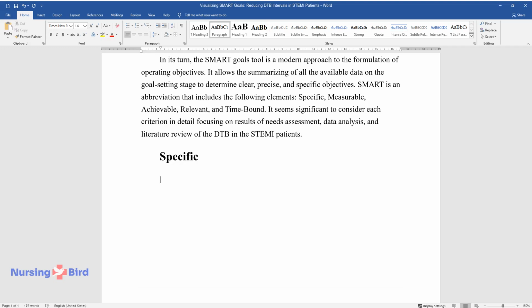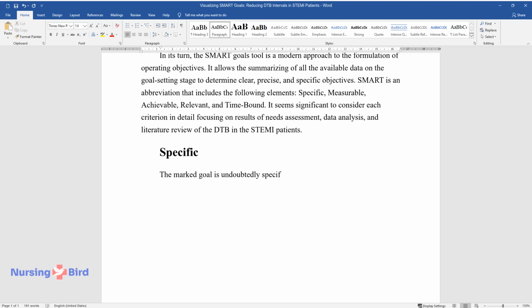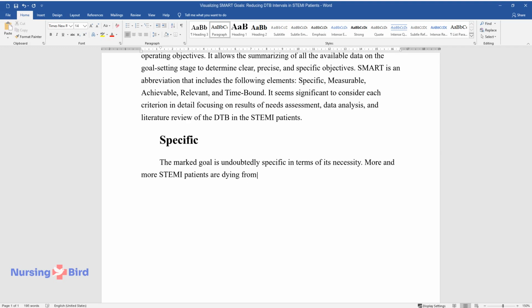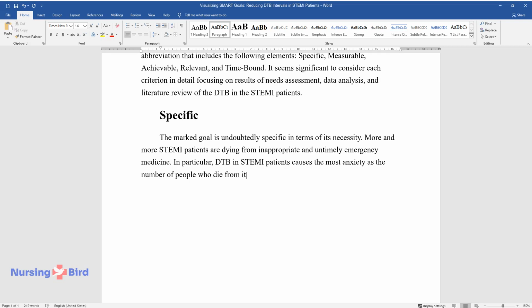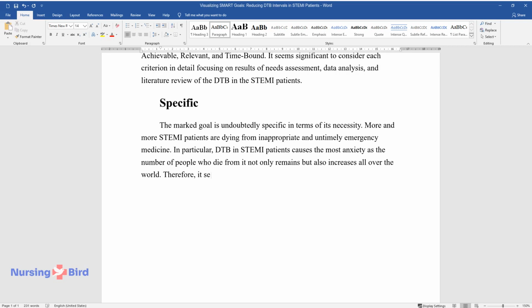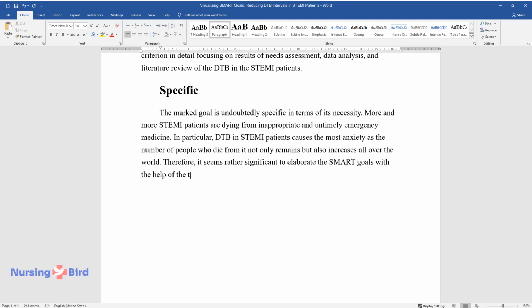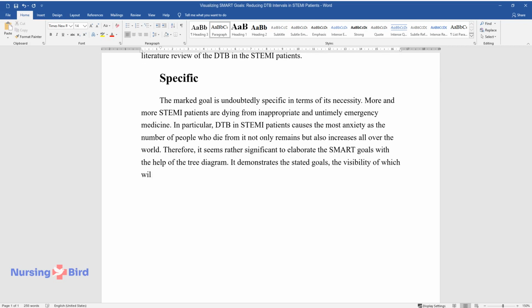Specific. The marked goal is undoubtedly specific in terms of its necessity. More and more STEMI patients are dying from inappropriate and untimely emergency medicine. In particular, DTB in STEMI patients causes the most anxiety, as the number of people who die from it not only remains but also increases all over the world. Therefore, it seems rather significant to elaborate the SMART goals with the help of the tree diagram. It demonstrates the stated goals, the visibility of which will contribute to the creation of a change project plan.